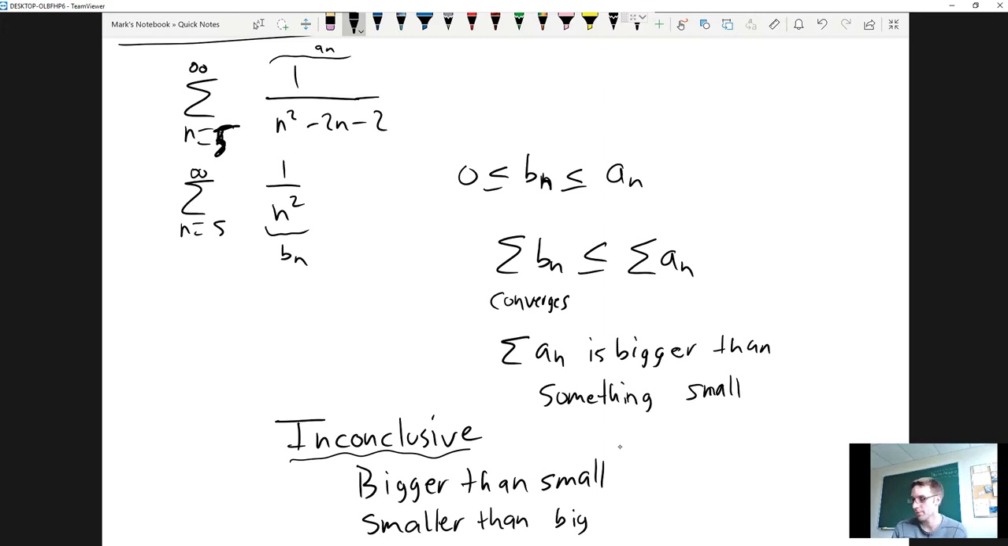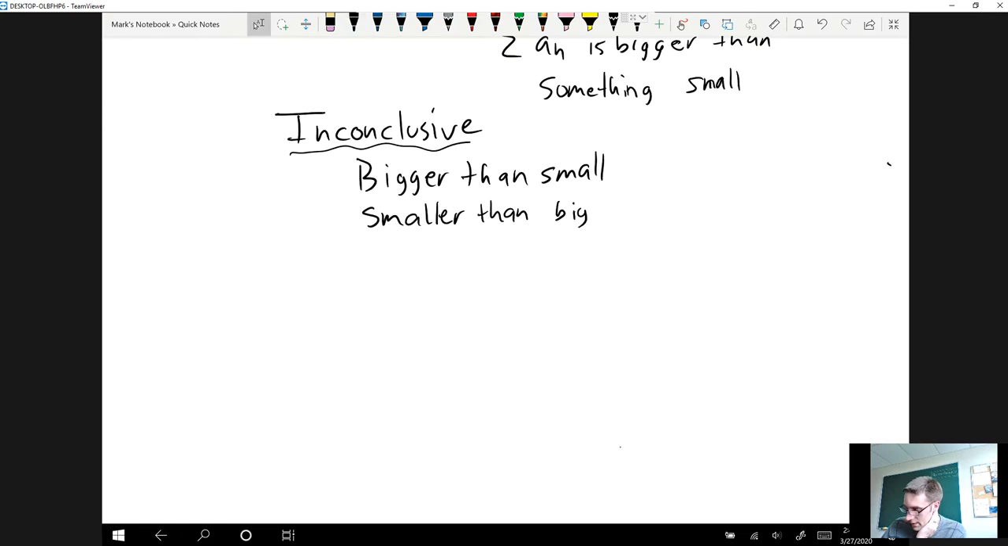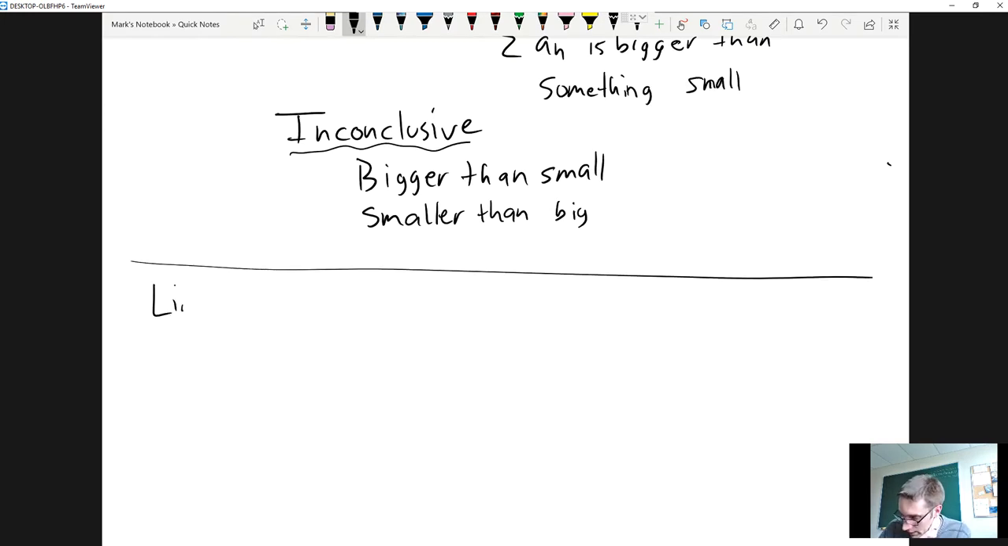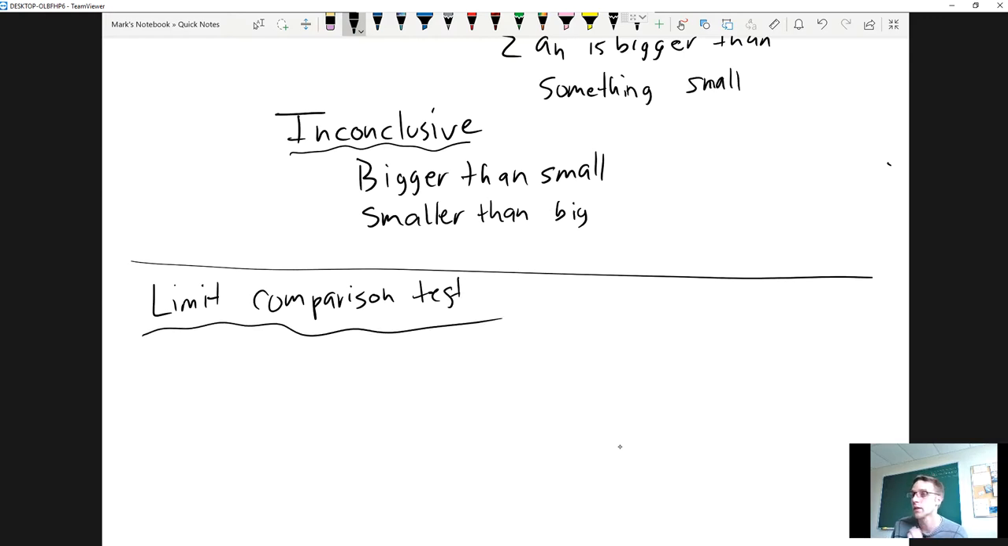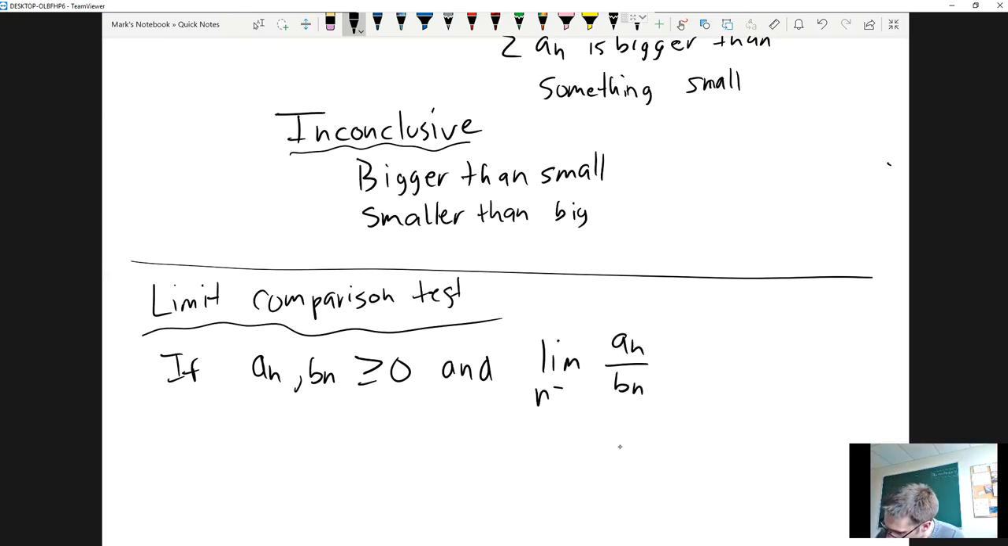Well, how can we show that? Well, that brings up the next test that we need. It's called the limit comparison test. And it says the following. Let's suppose that we have two positive series, an and bn are both greater than or equal to 0, and that we can evaluate this limit of an over bn as n goes to infinity.